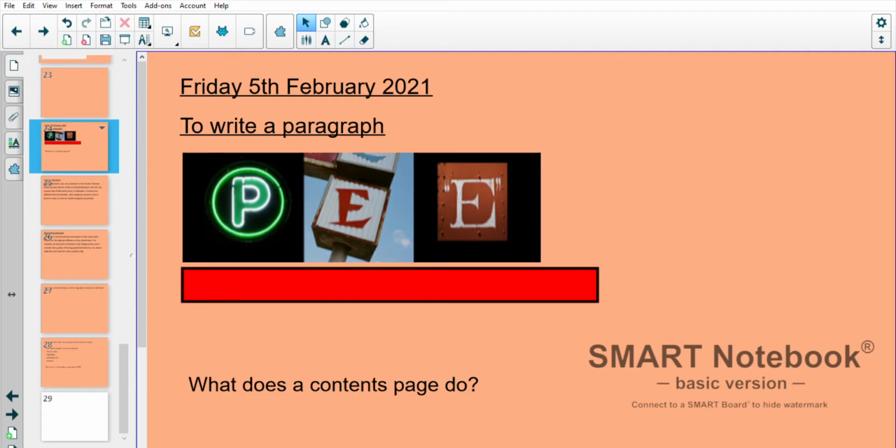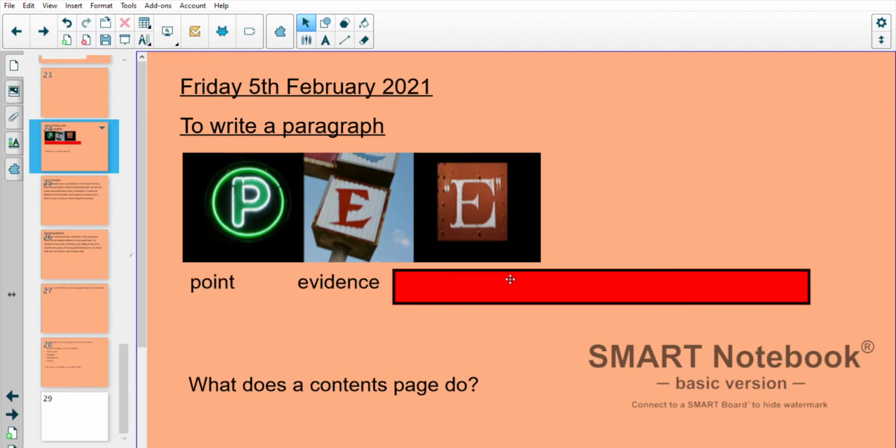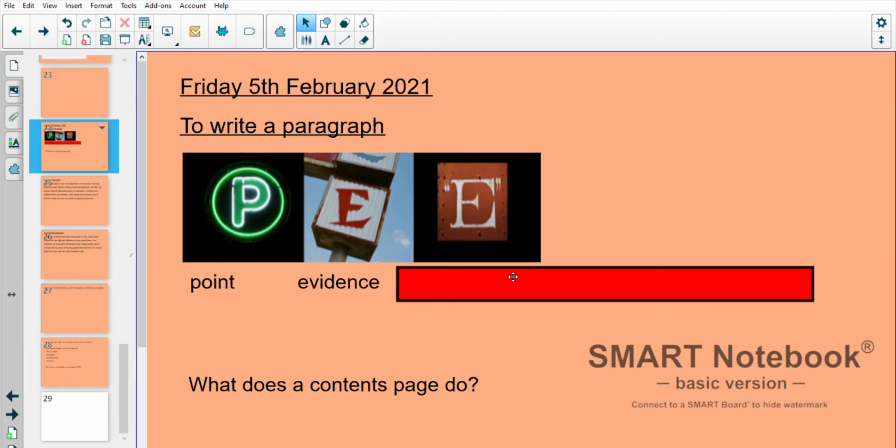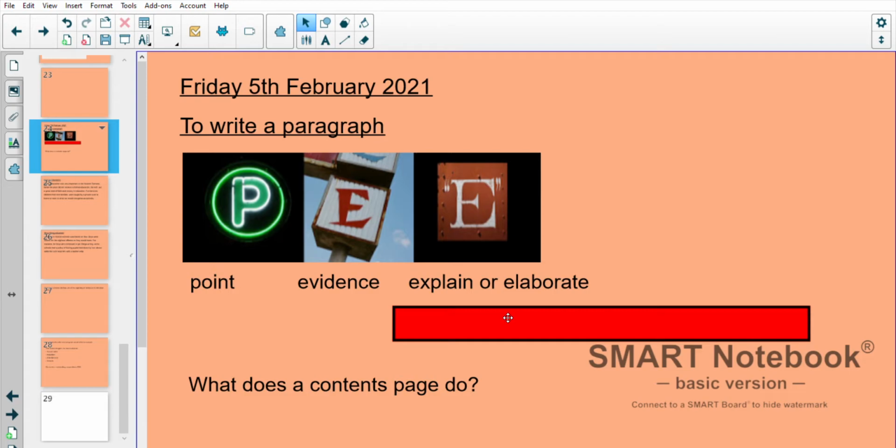P, make your point. E, give the evidence. E, elaborate or explain further. And what does a contents page do? Well, it is one of the first pages in your non-fiction information textbook, and it tells you what page the different chapters are on. Well done if you got those right.